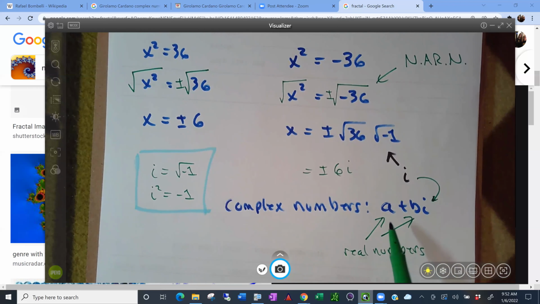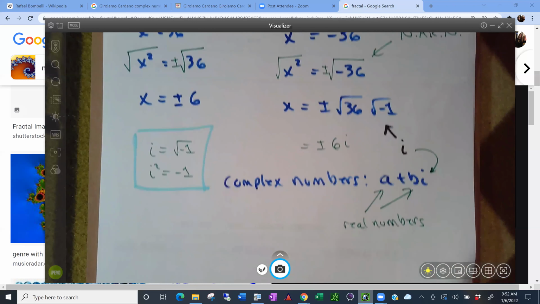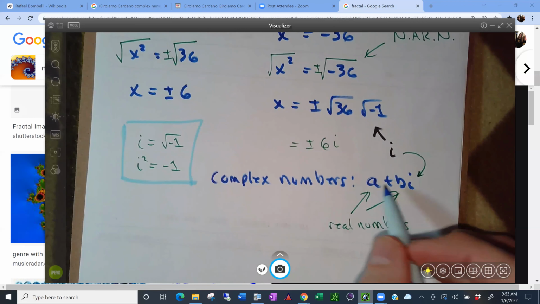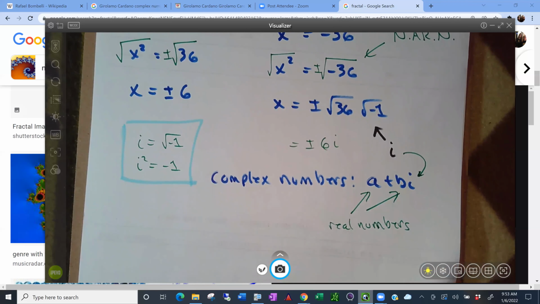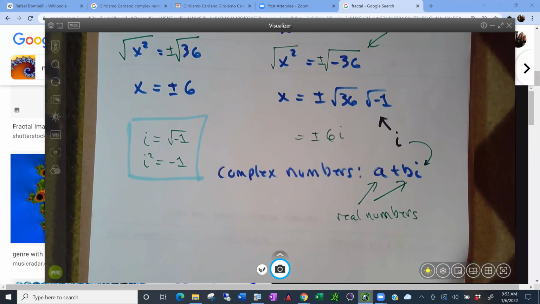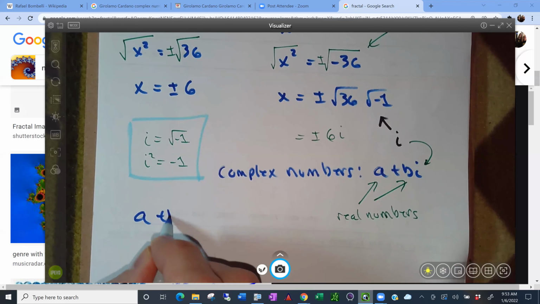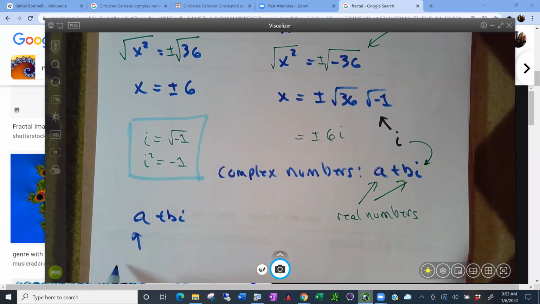Now, that does break things up into what's called the real part here and the imaginary part here. So there's two parts to one complex number. But that's okay. There are different applications for the real and imaginary part depending on what branch of physics or electronics you're working with. So a plus b times i, there's your real part, and that's the imaginary part.